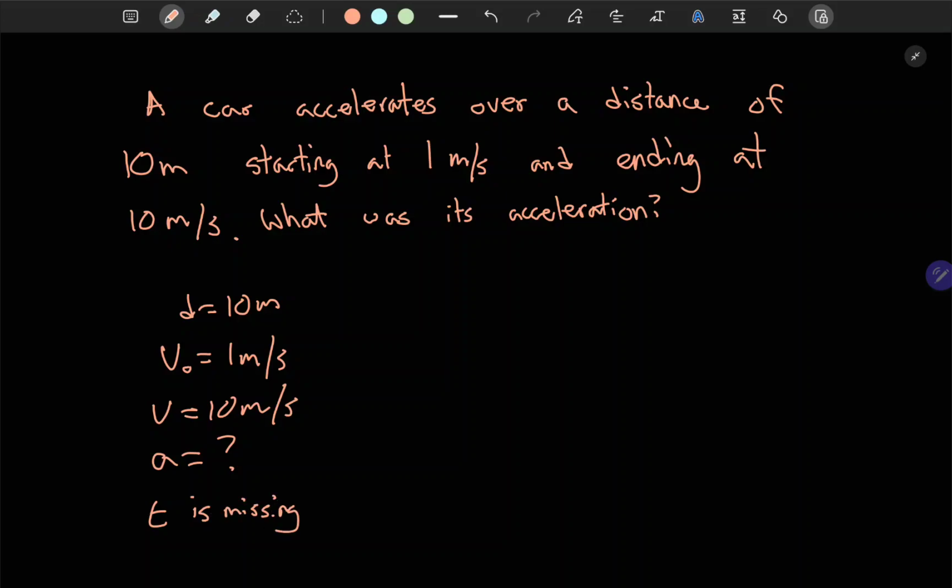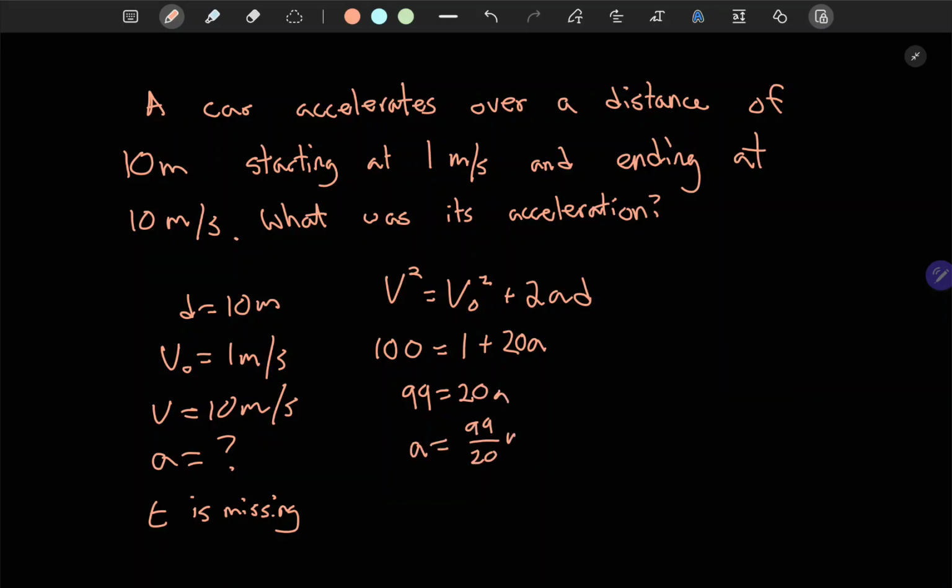So the kinematics equation we would use for this is v squared is equal to v initial squared plus 2ad. So just plugging some stuff in, we get 100 is equal to 1 plus 2a times the distance, which was 10. So we get 99 equals 20a. A is equal to 99 over 20 meters per second squared. All right. And we'll do one last problem.